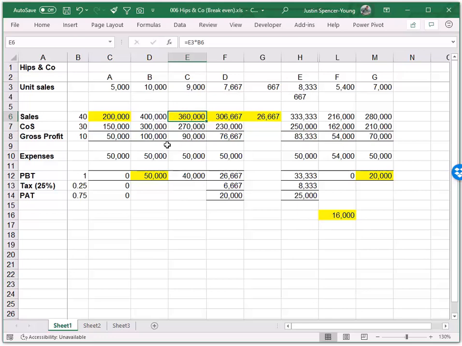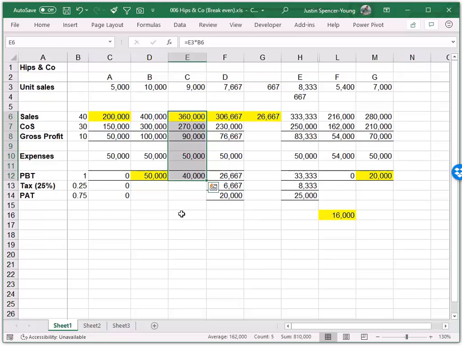I like to call these calculations that we're doing here income statement gymnastics. We're going down, we're going up, we're going down, or vice versa, whichever way it's happening. But we're working our way up and down the income statement and doing the maths of the income statement.